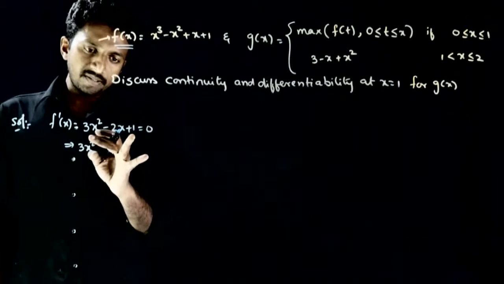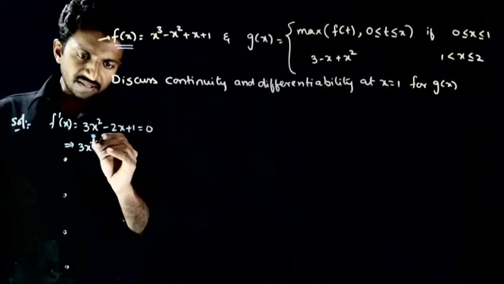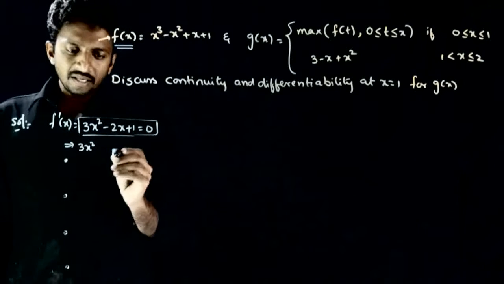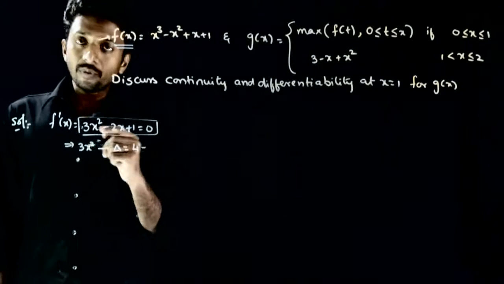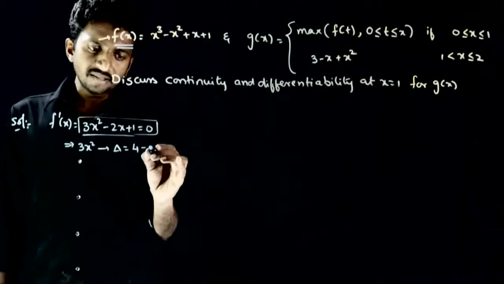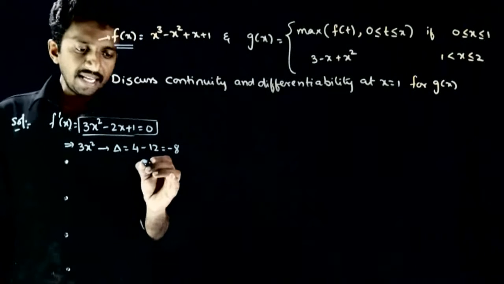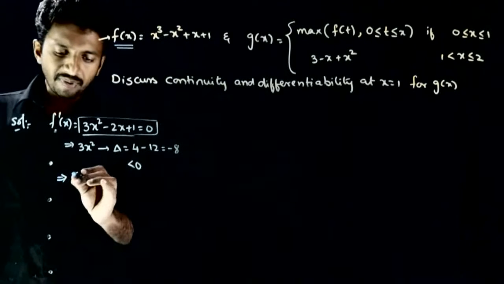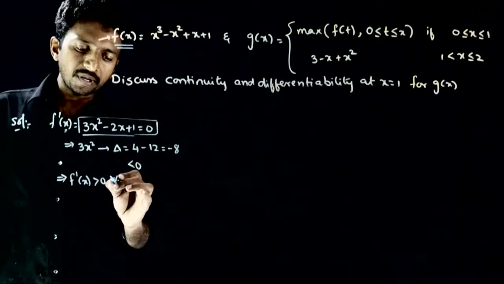3 into 1 is 3. So आप देख सकते हैं this is not straightforwardly factorizable. So मैं इसका delta find करता हूँ. Delta is b square minus 4ac. 4ac is 12. That is equal to minus 8. So delta is less than 0. What is the meaning of this? This implies f dash of x is greater than 0 for all x.